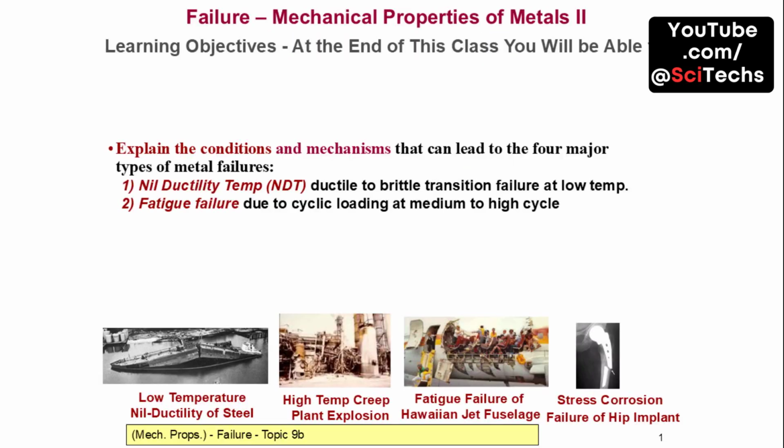Let's recap our learning objectives. We have explained the conditions and mechanisms leading to 4 major types of metal failures: nil ductility temp, fatigue failure, high temp creep, and stress corrosion.